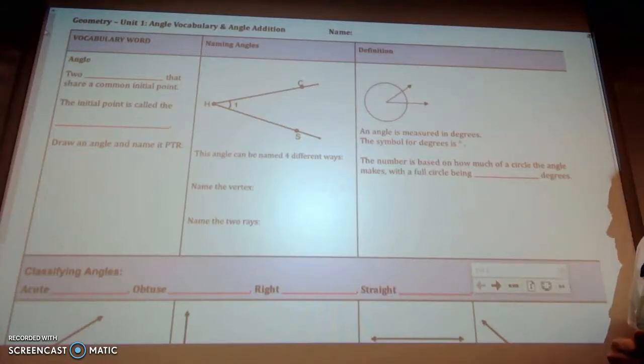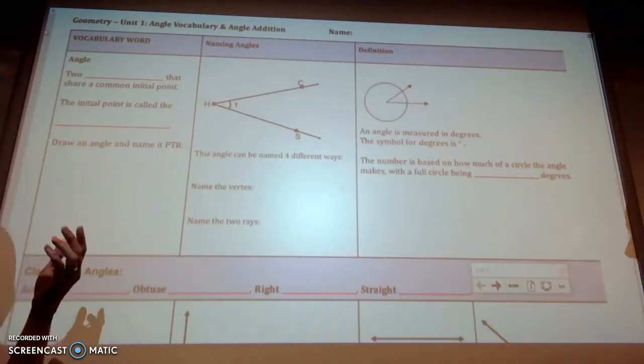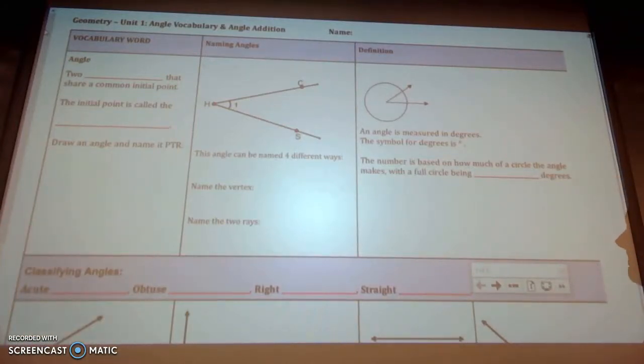Yay! Oh wait, frame here. Thank you for being excited, Ms. Barnett. I am. I like angles.